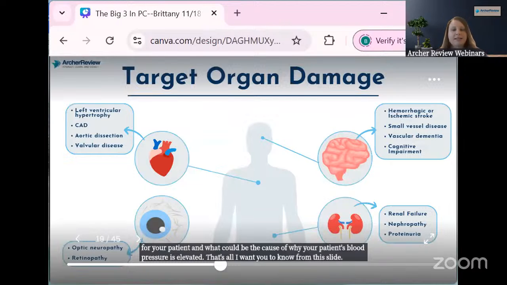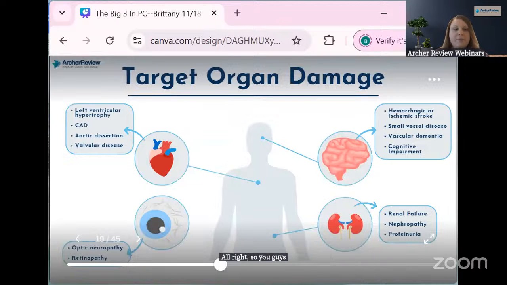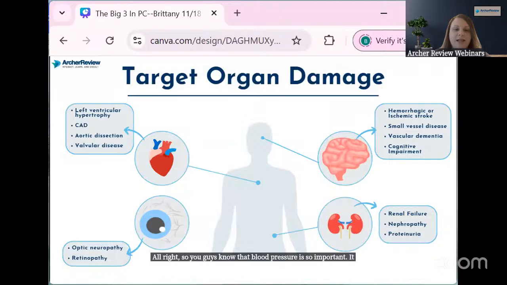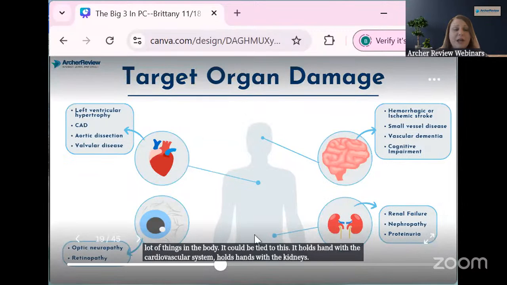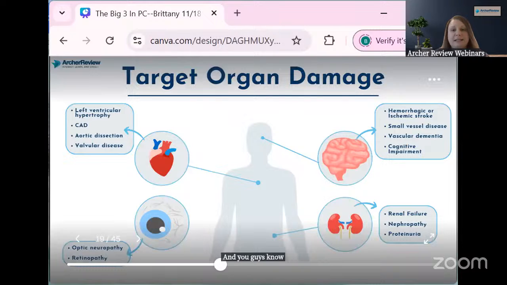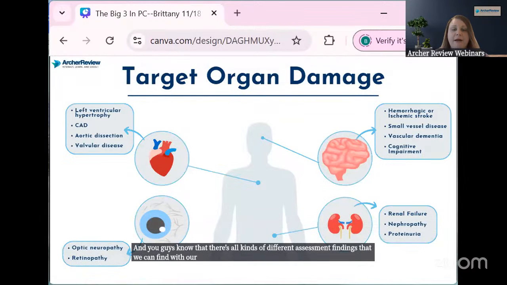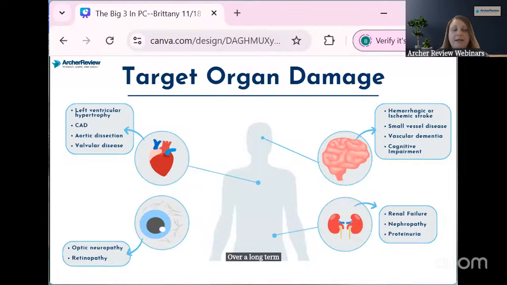All right, so you guys know that blood pressure is so important. It regulates a lot of things in the body. It holds hands with the cardiovascular system, and holds hands with the kidneys. And you guys know that there are all kinds of different assessment findings that we can find with our patients who have elevated blood pressure readings over a long term, a long tracked time of hypertension.